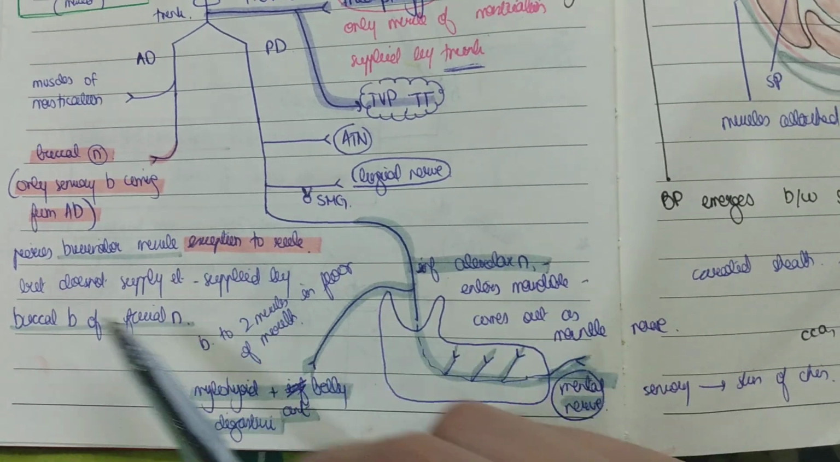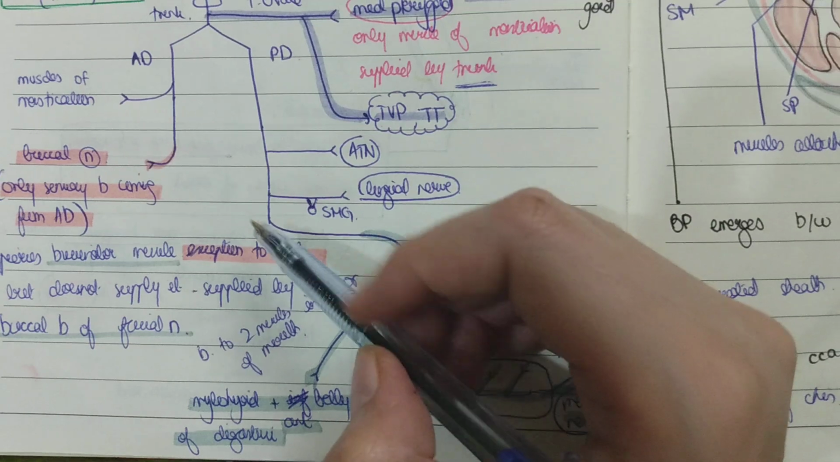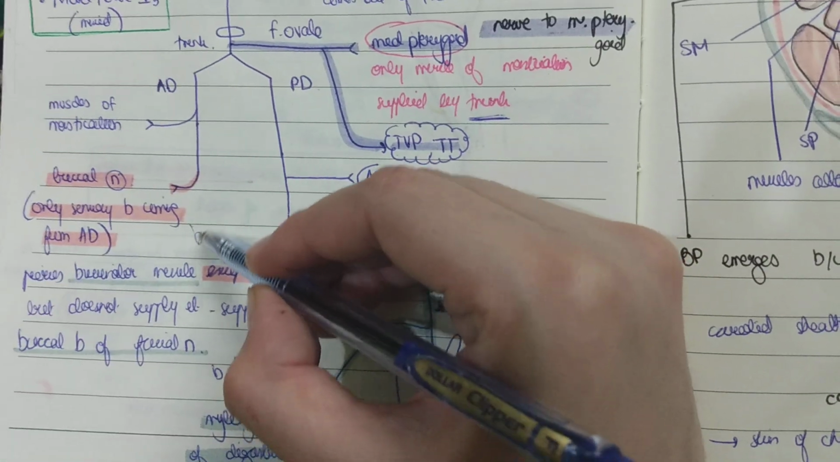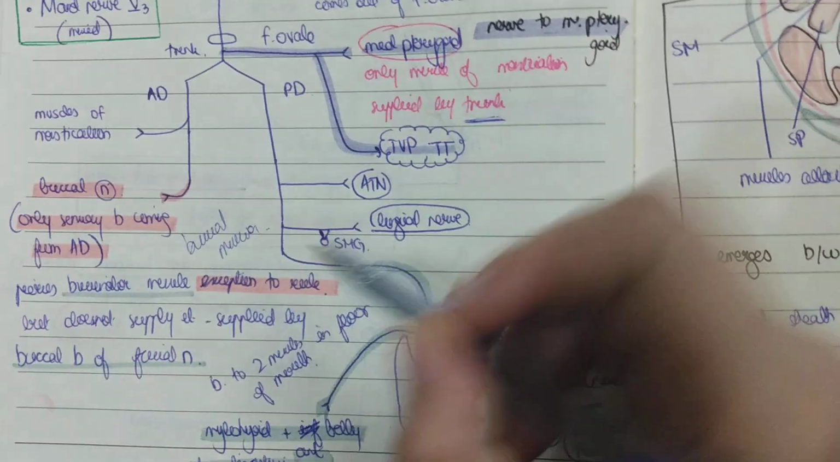The buccinator muscle is supplied by the buccal branch of the facial nerve. Okay, so it is only supplying the buccal mucosa, the mucosa of the buccal cavity.